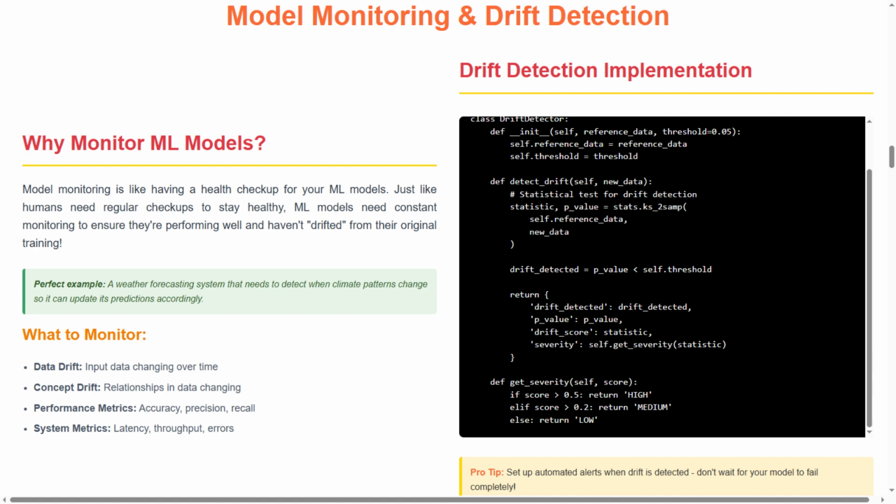Moving to our drift detection implementation section. Here we see code for statistical drift detection. Now, let's look at the pro tip section. Set up automated alerts when drift is detected. Don't wait for your model to fail completely. This is how we keep our AI healthy and reliable.